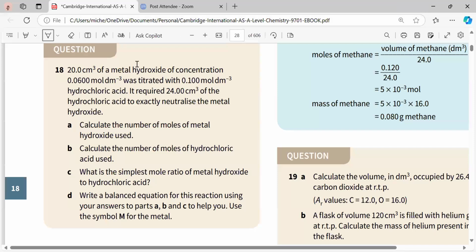Okay, so first of all, we need to calculate the number of moles of metal hydroxide used. So this is the metal hydroxide. The concentration is 0.0600, and the volume is 20 in centimeter cube. So we need to convert this to decimeter cube. We're going to do this fast since we only have a few minutes.